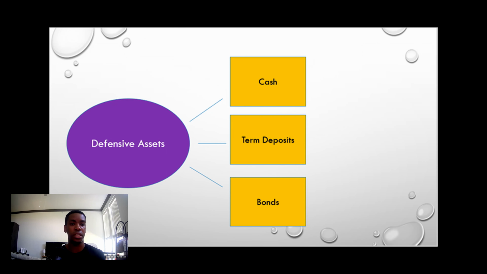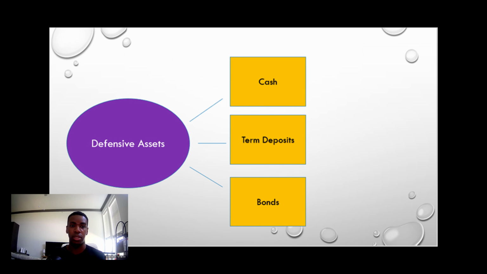So in the defensive assets, the first one is cash. The majority of cash is held at financial institutions. So cash held at financial institutions may be in an account that earns interest, but this is usually at very low interest rates, and funds are generally accessible on call by an investor.